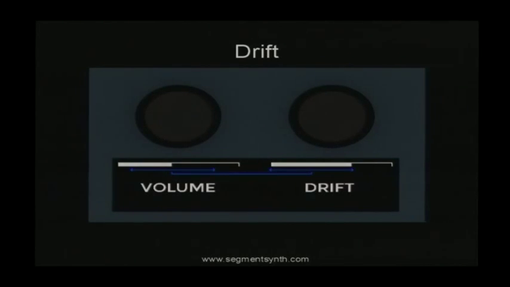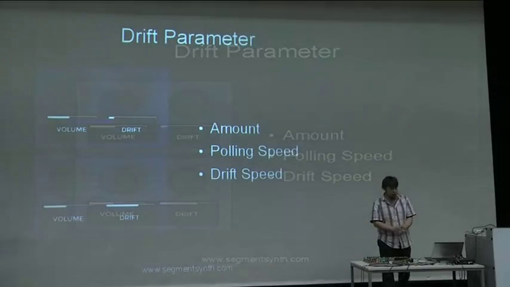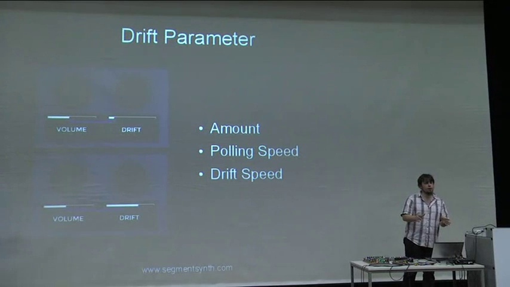Because we don't want to have so many parameters for everything, the drift parameter by itself modifies the amount of drift, and also the polling speed, which means how often it selects its new target for the parameter, and the drift speed, how fast it goes to its newly selected point. Is that clear? Is that good?